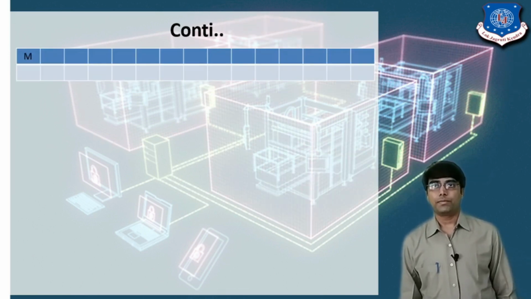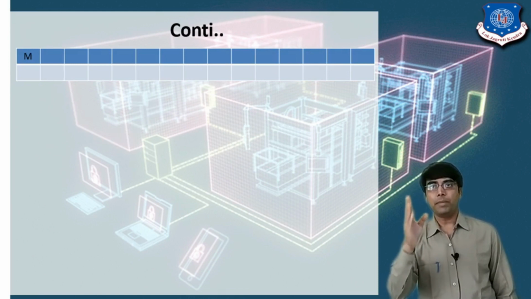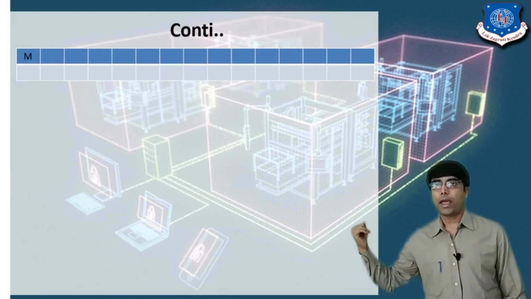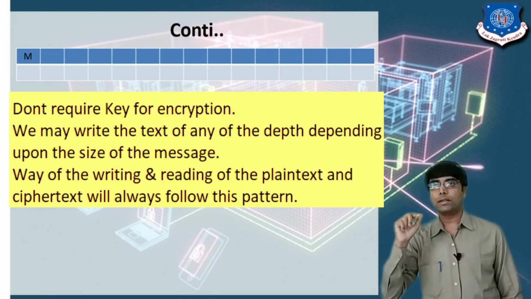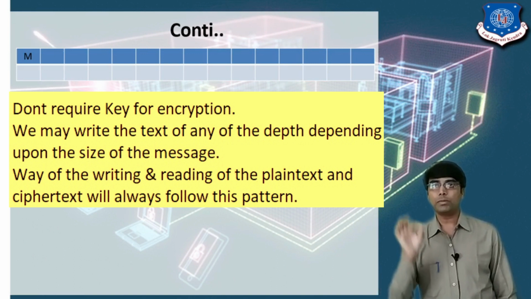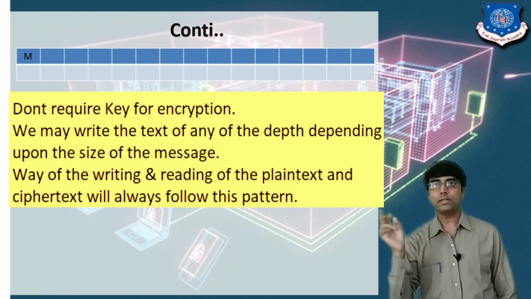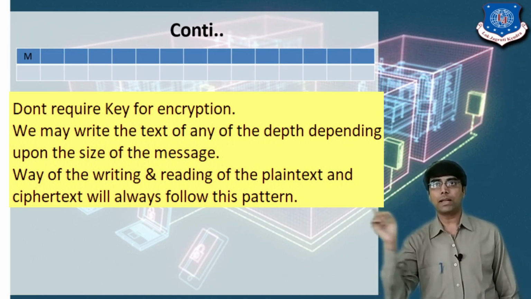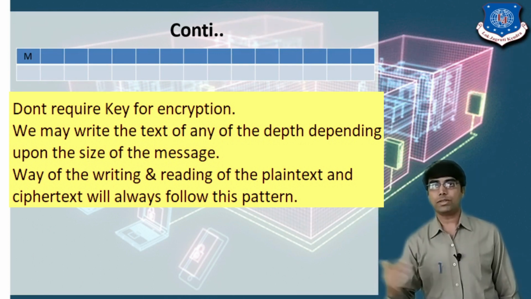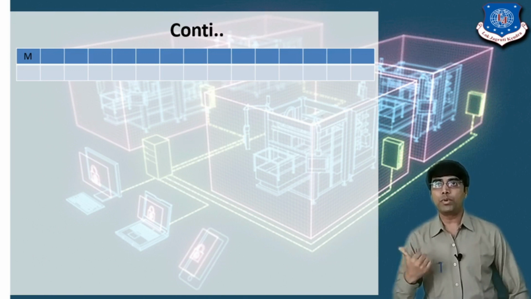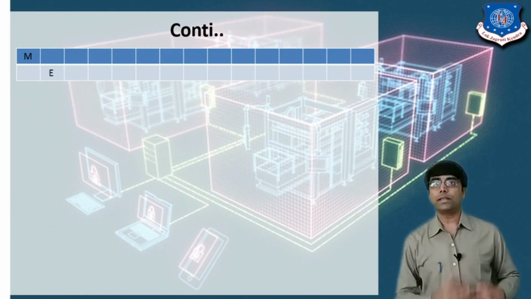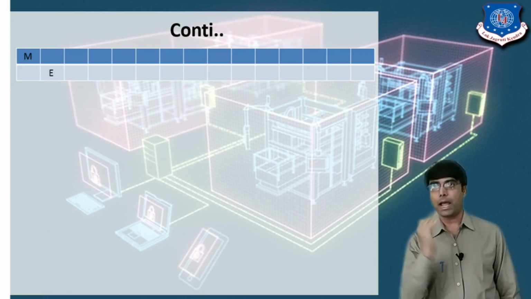The first letter is M. Here we are considering the depth of the encrypted message. Depth of this message is 2. So here we require 2 rows. If depth is 2, we require 2 rows. First row, second row. In the first row, I put the first letter M. Now the second letter is E. We put the second letter in a diagonal fashion.